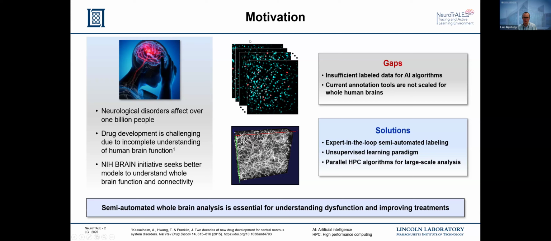And AI algorithms can help tackle these challenges, but there are some gaps, namely insufficient labeled data for AI algorithms, as well as scalability challenges with current annotation tools, especially scaling up for whole human brain scale. NeuroTrail tries to fill some of these gaps with solutions in a few areas. One is an expert in the loop semi-automated labeling capability. Another is leveraging unlabeled data to support unsupervised deep learning paradigms, and then parallel algorithms for large-scale analysis. And so this semi-automated pipeline is essentially trying to improve treatments for brain disorders.